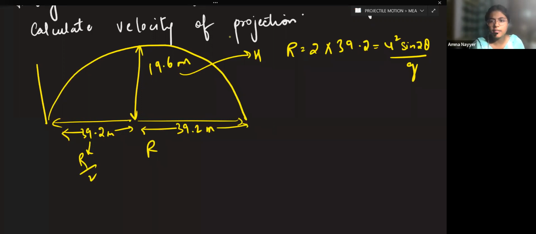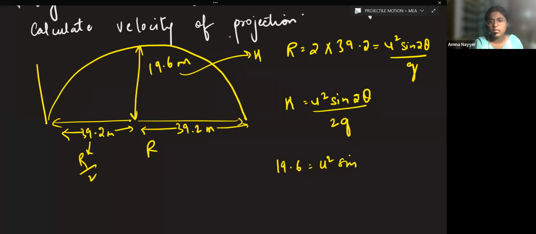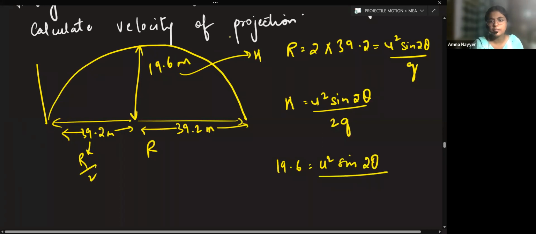So one equation you have is this, and the other you have is height as u square sine square theta divided by 2g. Again here, height is given, u is unknown, theta is unknown, g is given. So it's like two equations with two variables, theta and u. These become your variables. So put the value of height: 19.6 equals u square sine square theta divided by 2g.